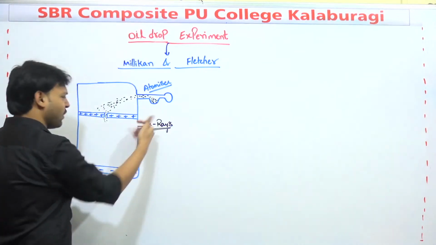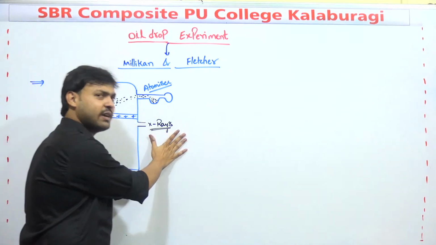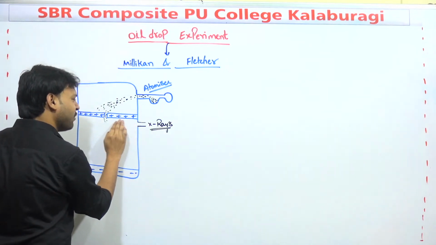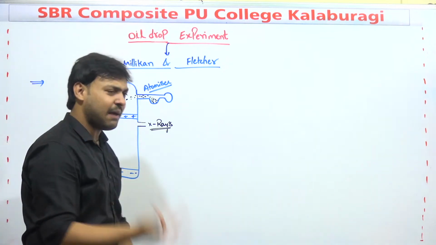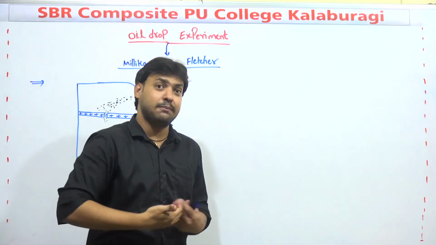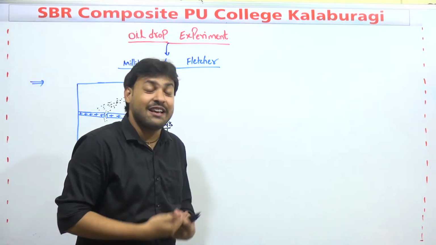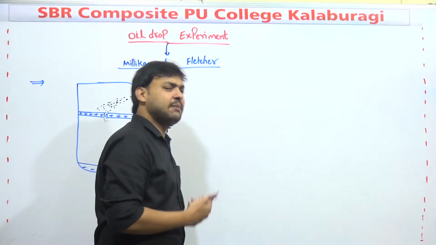Due to these rays, what will happen? The rays will come here. So this is the external process I consider. Try to understand point by point. If I send these rays, then what will happen? These rays, after striking these drops, give the drops some charge. That is the process. The drops get ionized. The oil drops get some charge.